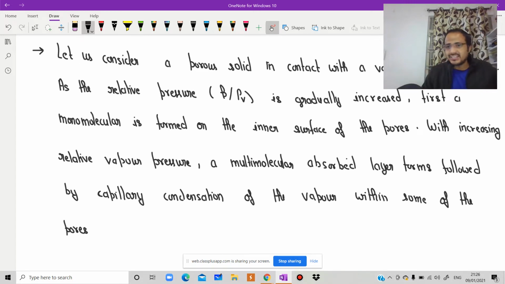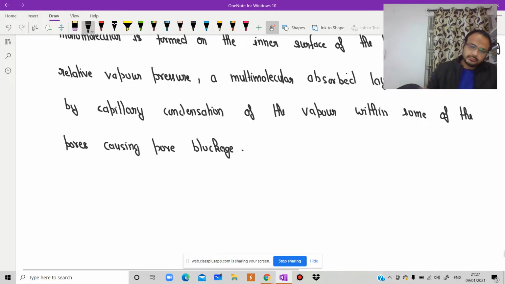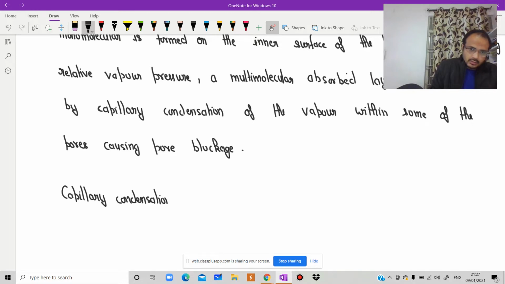And once this condensation occurs in the pores, there will be blockage in the pores, but it is not present in all the pores, only some pores. So some of the pores are affected, causing pore blockage by capillary condensation.